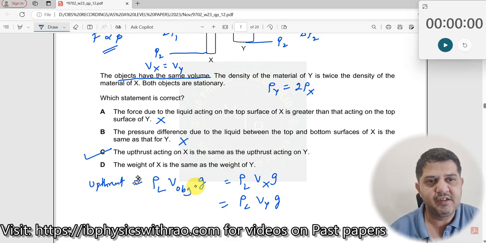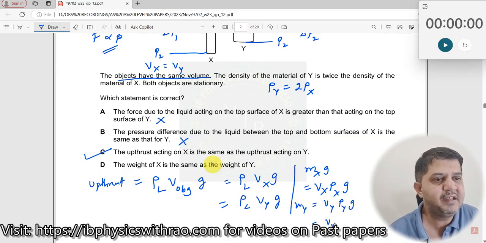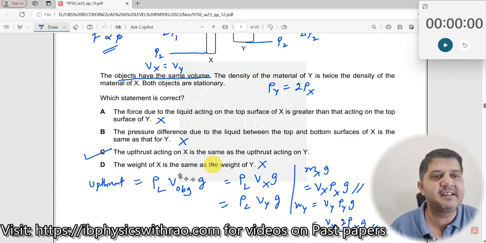Let us check this also. The weight of X is same as that of weight of Y. What is weight of X given by? It's nothing but mx into G. Mx is nothing but Vx rho X into G. Now what is weight of Y? Weight of Y is equal to Vy rho Y into G. What is rho Y? 2 times rho X. So Vy into 2 times rho X into G. See, this formula and this formula differ by a factor of 2. Which means this has a larger weight, this has a smaller weight. So therefore, this is also incorrect. Weight of Y is larger than weight of X.